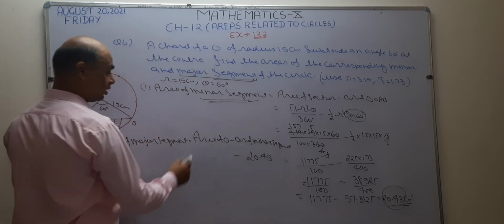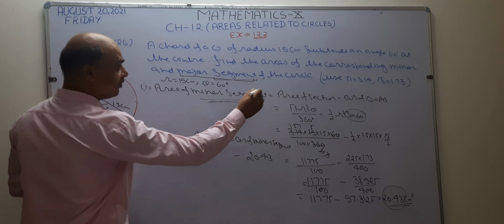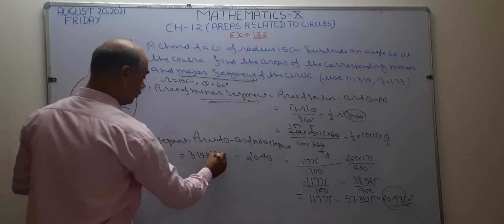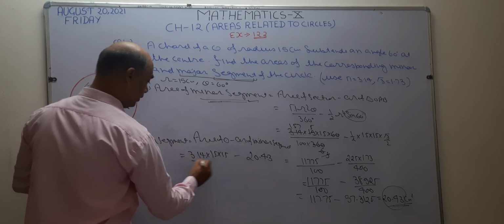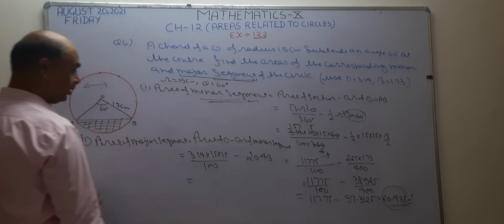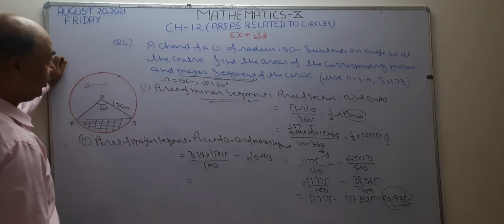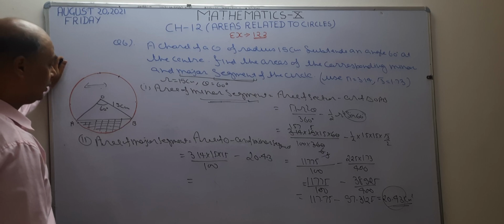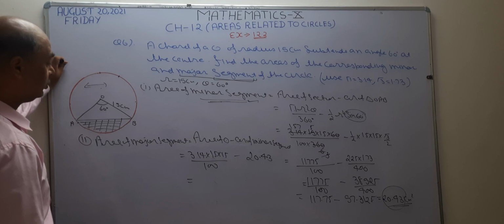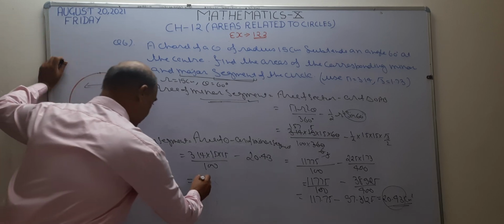After that, area of circle. How do you find the area of circle? Using the formula pi r square. What is the value of pi? 3.14. What is r? 15. Remove this point from here and 100 is there. Now multiply 15 into 15 and 3.14. 15 into 15 becomes 225, and 225 into 3.14.